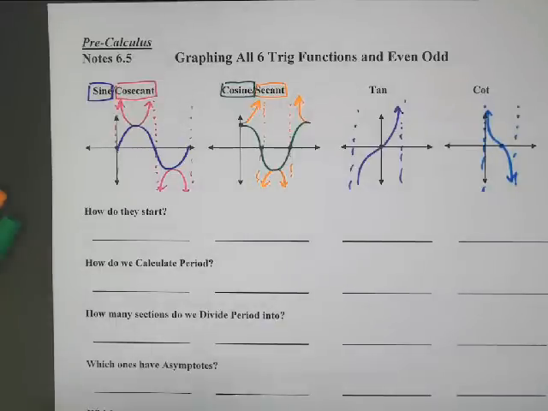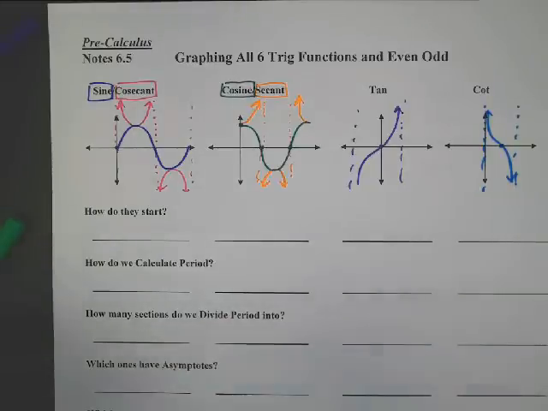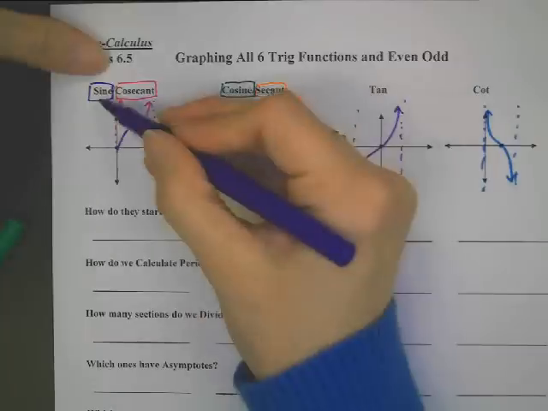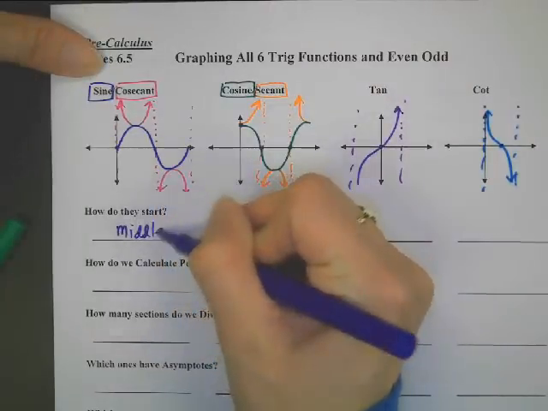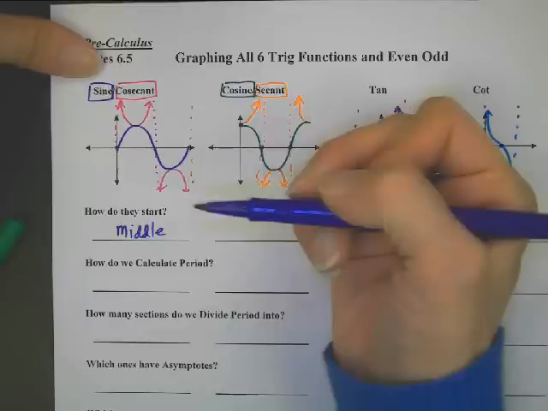So here are the 6 trig graphs. Now let's talk about them. How do they start? Okay, I'm going to color this in blue. Sine starts at a middle. Cosecant is going to do whatever sine does.